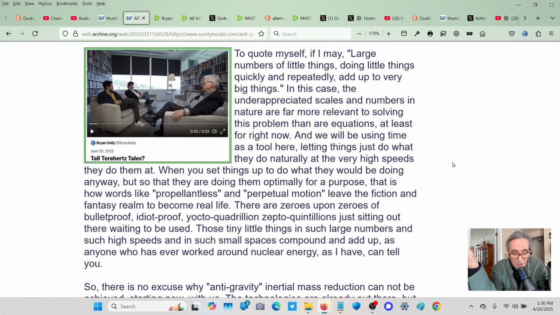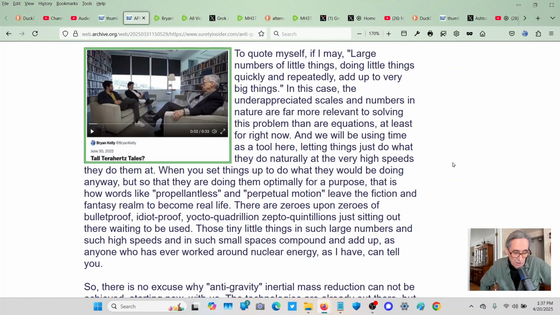And we will be using time as a tool here. Letting things just do what they do naturally at the very high speeds they do them at. When you set things up to do what they would be doing anyway, but so that they are doing them optimally for a purpose, that is how words like propellantless and perpetual motion leave the fiction and fantasy realm to become real life.